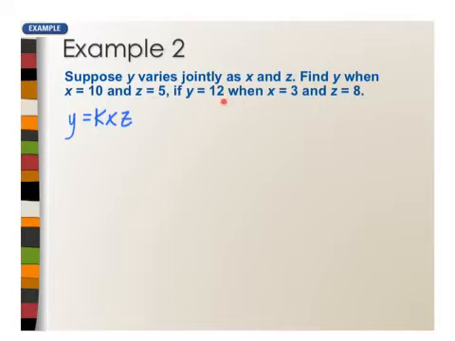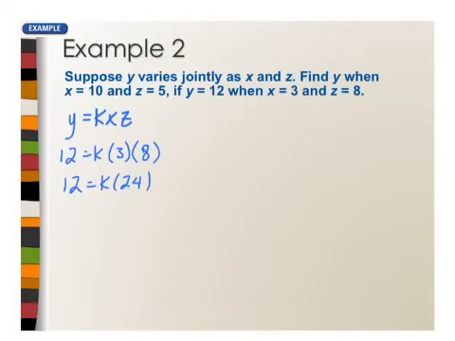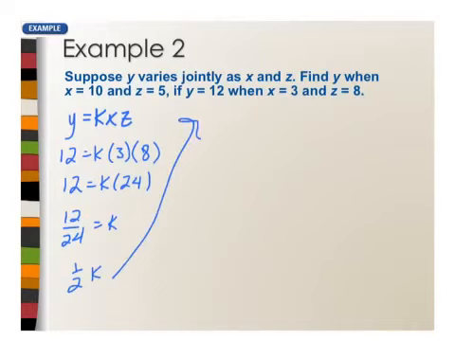The second half of the sentence is what I'm going to use to find my constant of variation. So I'm going to substitute 12 for y equals k times x, which will be 3, and z will be 8. So that's actually 12 equals k times 24, and divide by 24, so k equals 1/2. So now I know that my actual equation that relates these variables is y equals 1/2 times x times z.